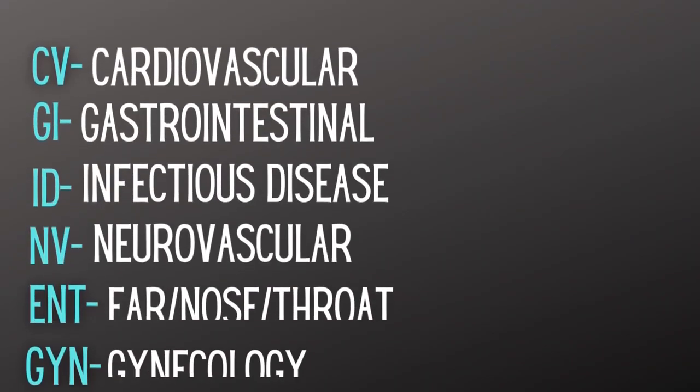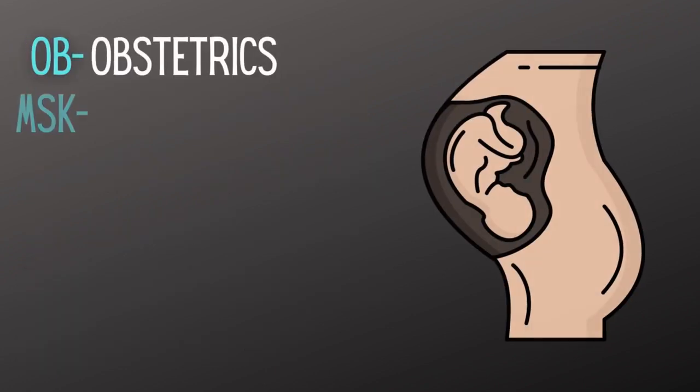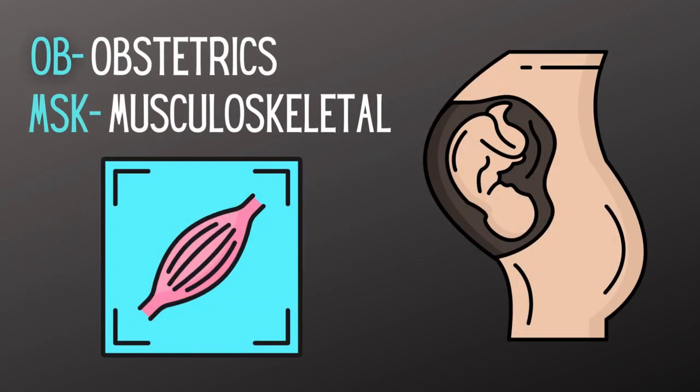Next, we have systems, which will start with CV, or cardiovascular, GI for gastrointestinal, ID for infectious disease, NV for neurovascular, ENT for ear, nose, and throat, GYN for gynecology, OB for obstetrics, MSK for musculoskeletal.